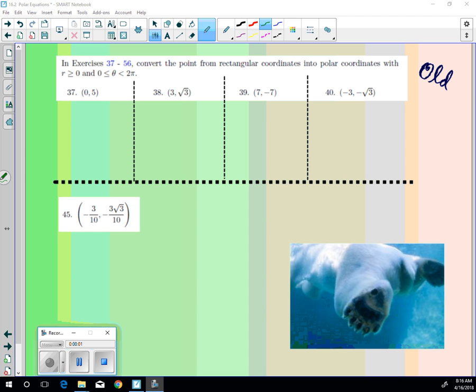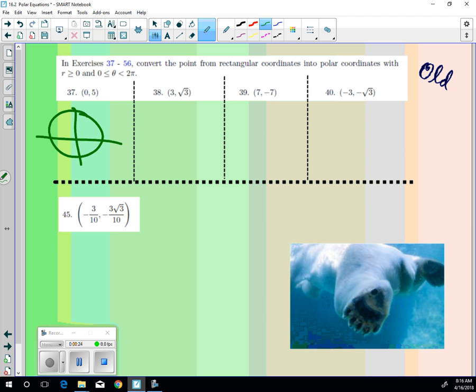So we're going to convert the polar into rectangular, or the rectangular into polar. If you look at this one, everybody go to 37. We didn't get a chance to go over this on Friday, but you're going to see that this is really easy. Let's draw a picture.